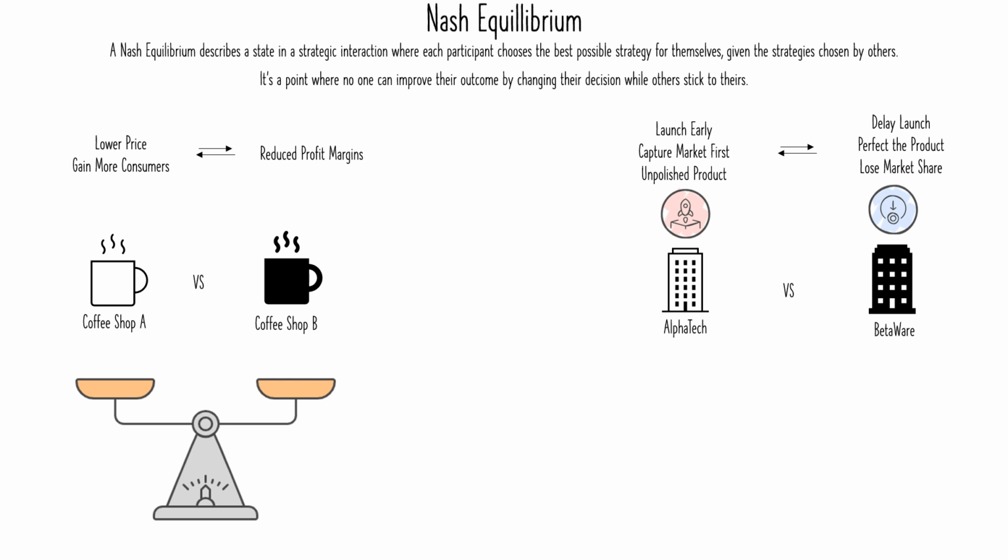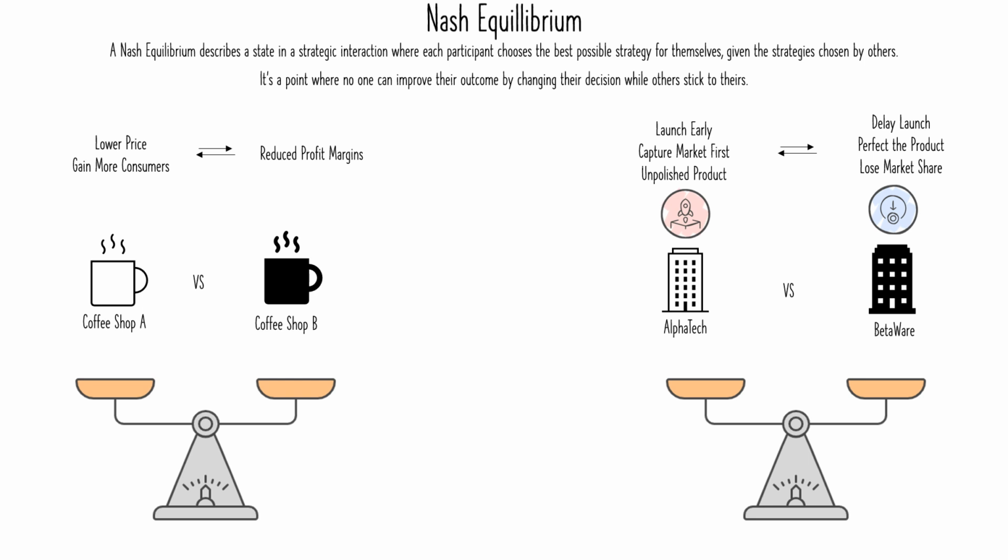Here's why. If Alphatech unilaterally delays its launch, Betaware captures the first-mover advantage, gaining significant market share. If Betaware unilaterally delays, Alphatech secures the market lead. By launching simultaneously, neither company gains a competitive edge, but neither loses significantly either. Thus, the Nash equilibrium is the simultaneous launch of their products. At this point, neither company has an incentive to deviate because any change in strategy would result in a worse outcome for them.